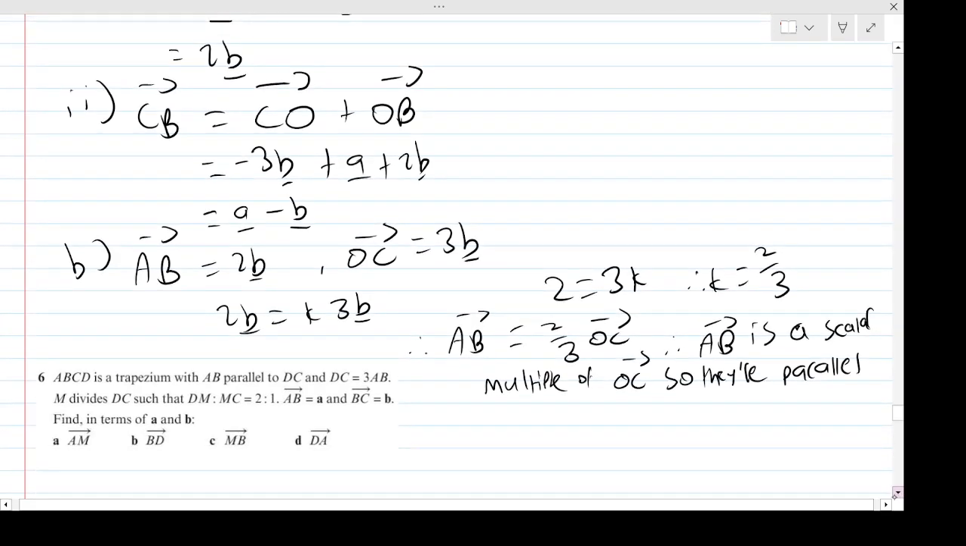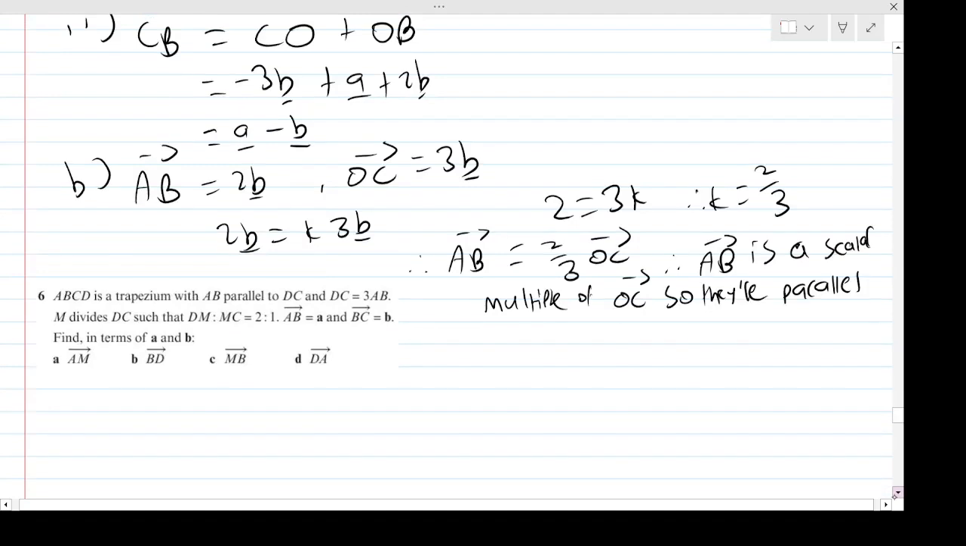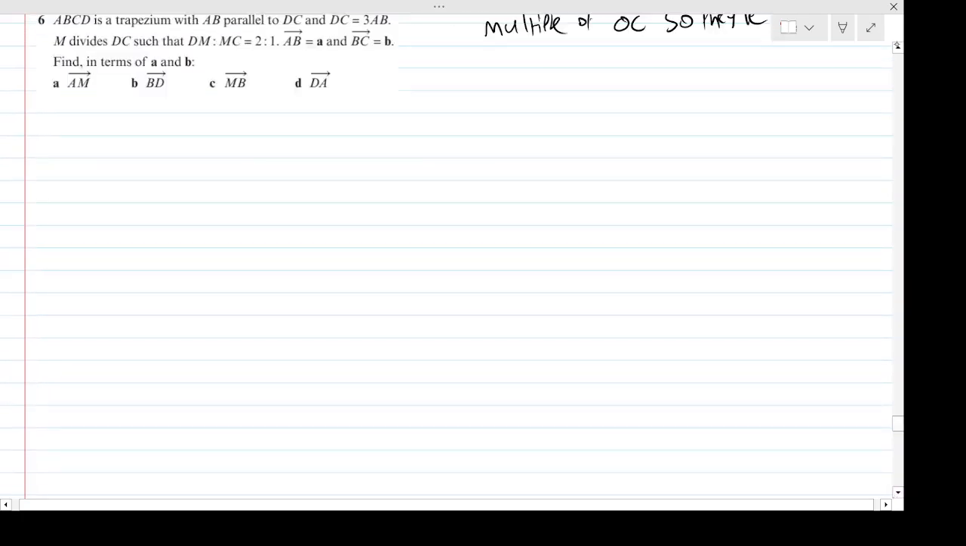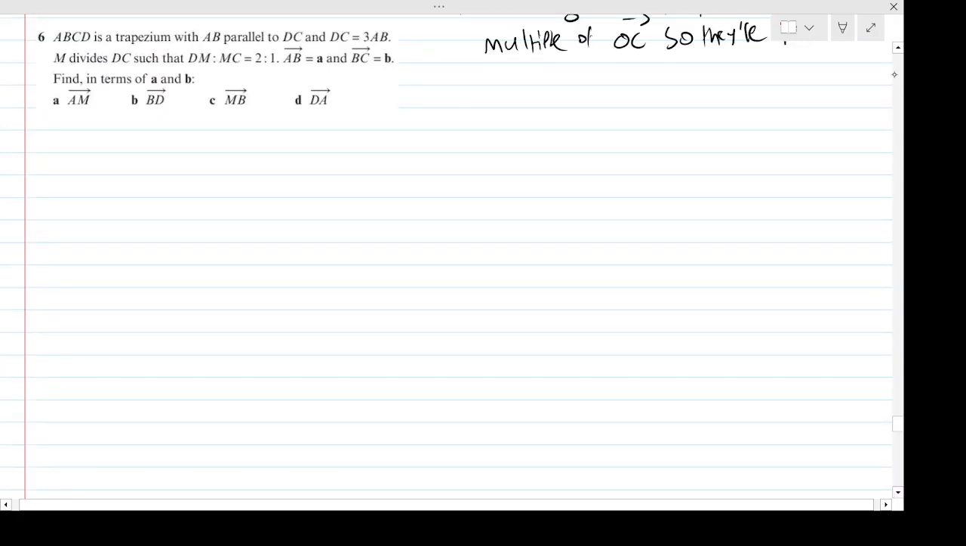Okay, we've got this final question then. So I'm now told I've got ABCD is a trapezium with AB parallel to DC and DC is 3AB. And then we're given some more information. Now, again, with this sort of geometric stuff, it's best to draw a diagram. I wouldn't even attempt to solve it without a diagram.